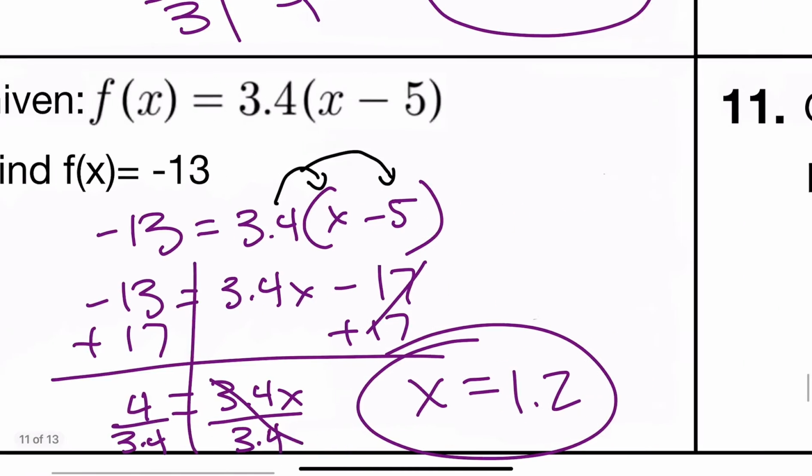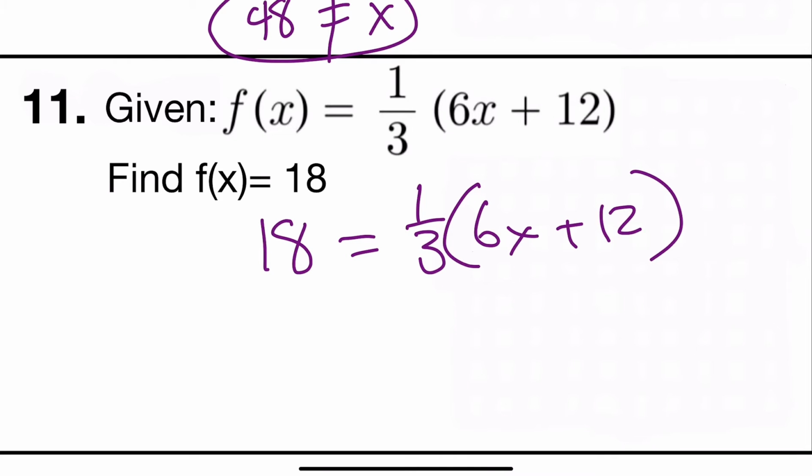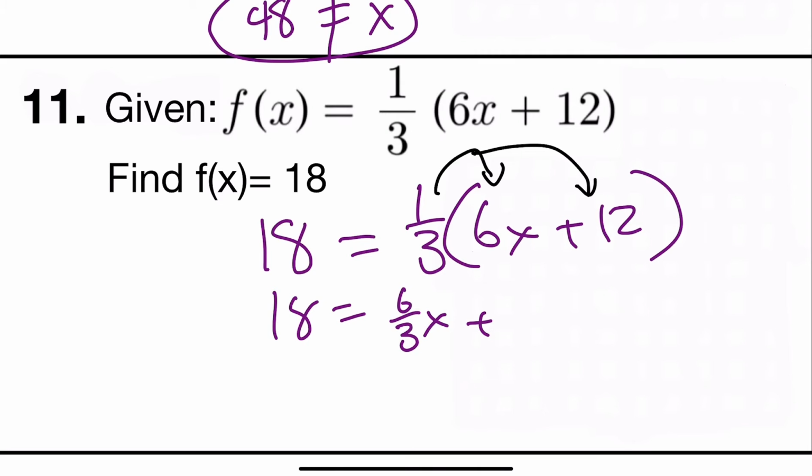All right, 11. Okay, so our f of x is equal to 1 over 3 times 6x plus 12. We want to find it at 18. So I'm going to say 18 equals 1 over 3 times 6x plus 12. Okay, so 18 will equal our 1/3 distributed to everything on the inside. So that's going to be 6 over 3x plus 12 over 3. Remember, because these have a 1 at the bottom of them.